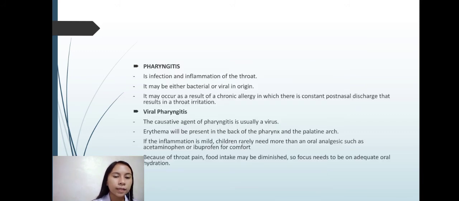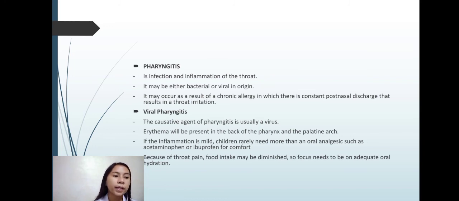Pharyngitis is an infection and inflammation of the throat. It may be either bacterial or viral in origin. It may occur as a result of a current allergy in which there is constant post-nasal discharge that results in throat irritation.